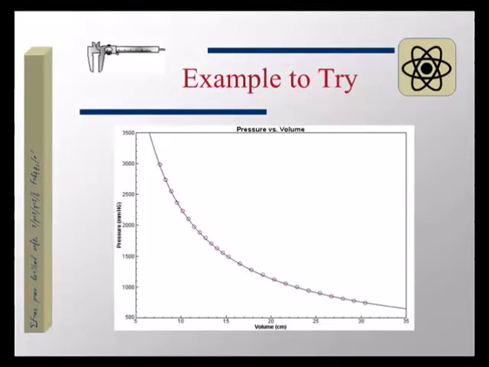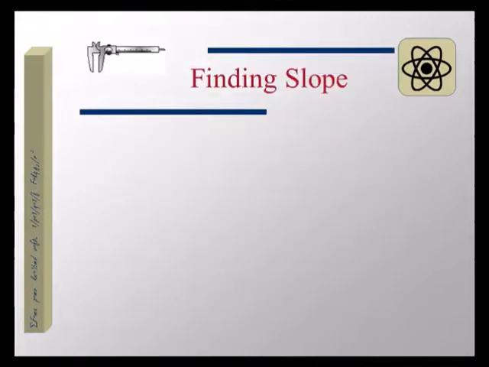It says pressure and volume are inversely related when the temperature is held constant. And obviously, you wouldn't draw a straight line through that because it's curving. So you're looking for the best fit curve.